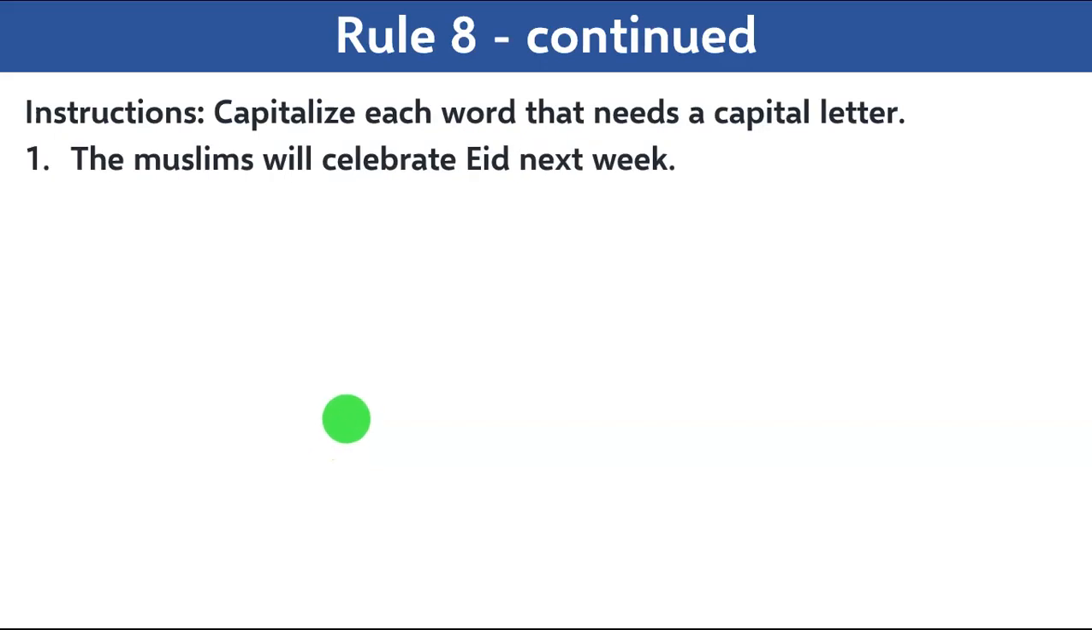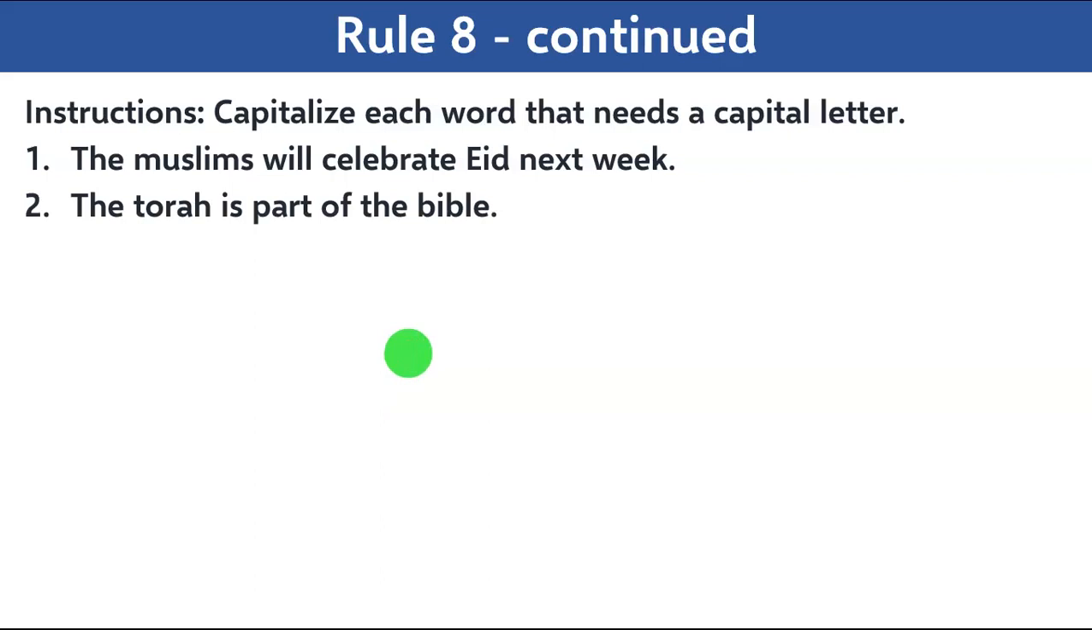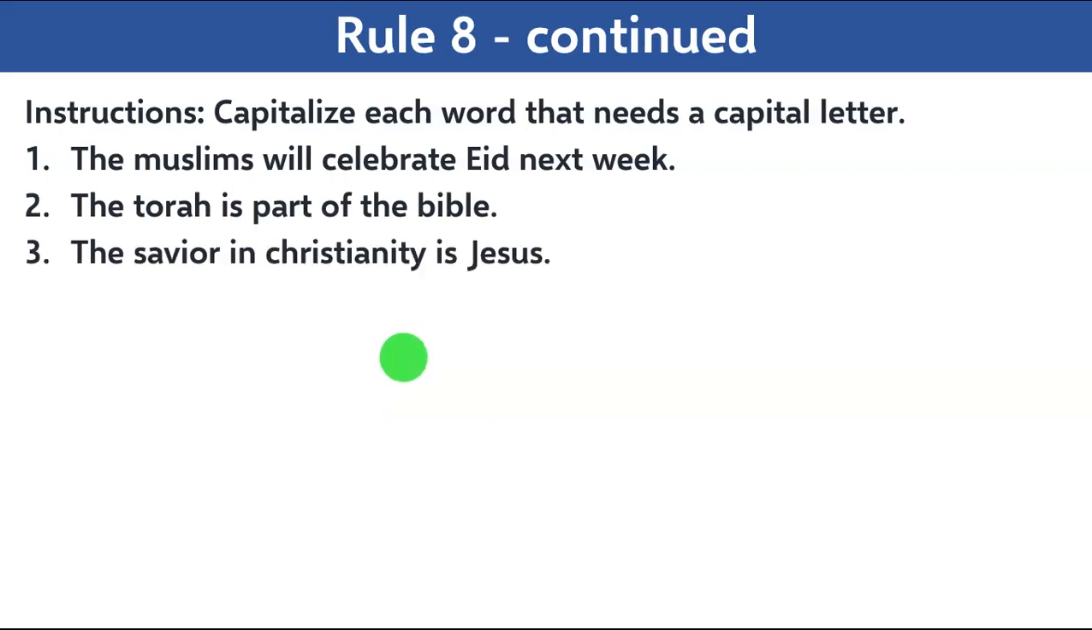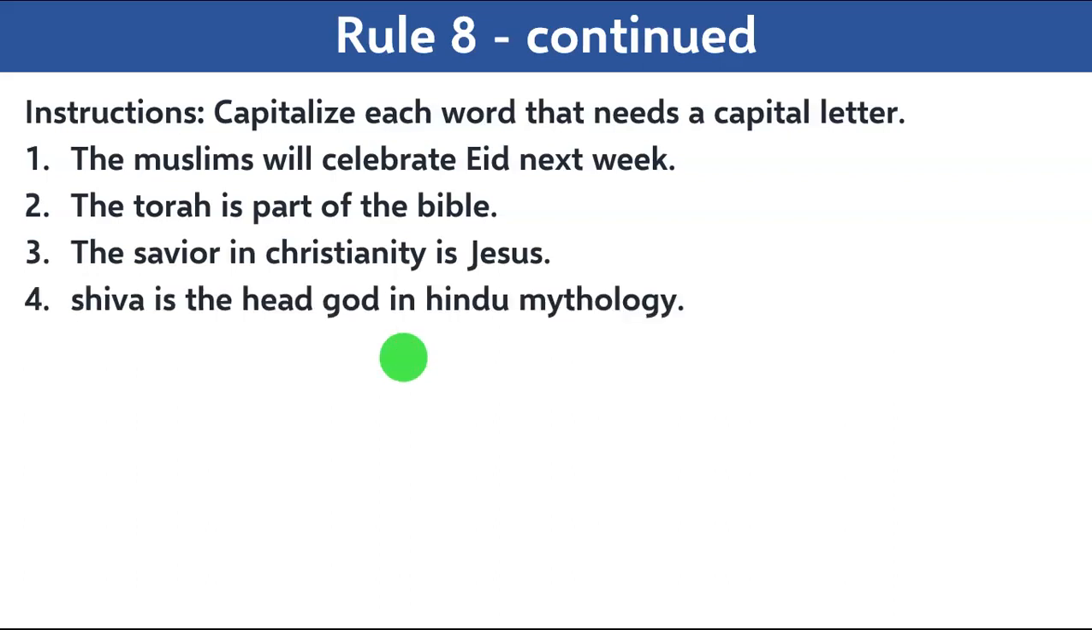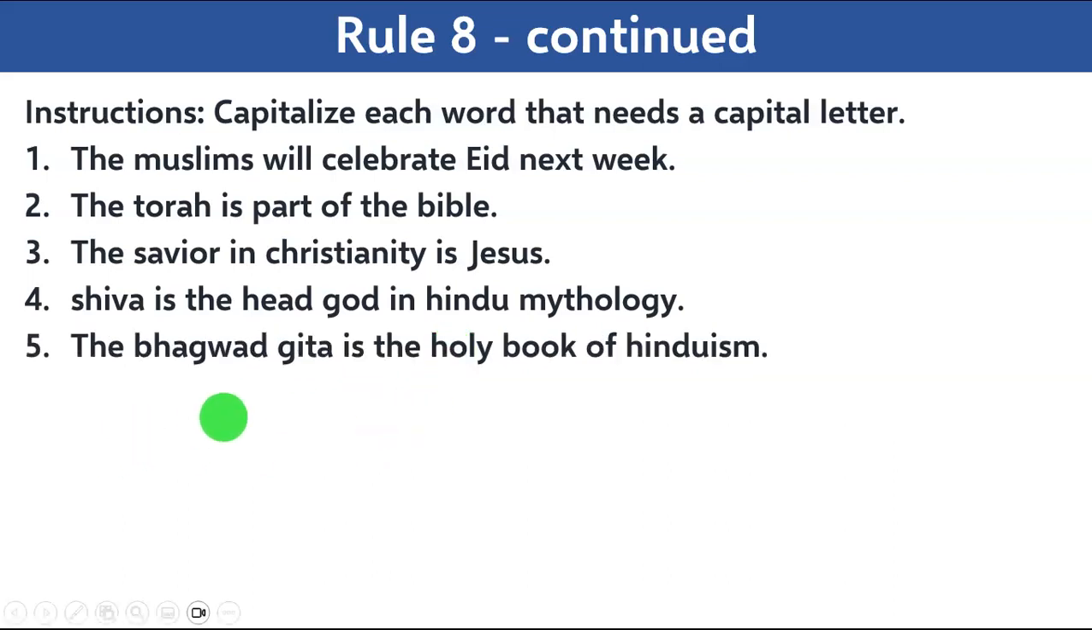Alright, number 1, the Muslims will celebrate Eid next week. Number 2, the Torah is part of the Bible. Number 3, the savior in Christianity is Jesus. Number 4, Shiva is the head god in Hindu mythology. And number 5, the Bhagavad Gita is the holy book of Hinduism. All right, your 10 seconds on this question start now.